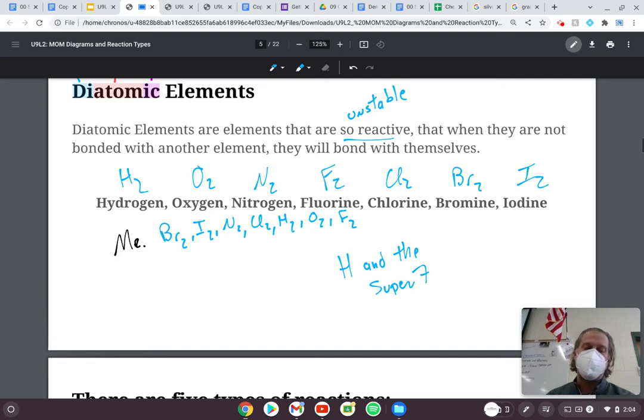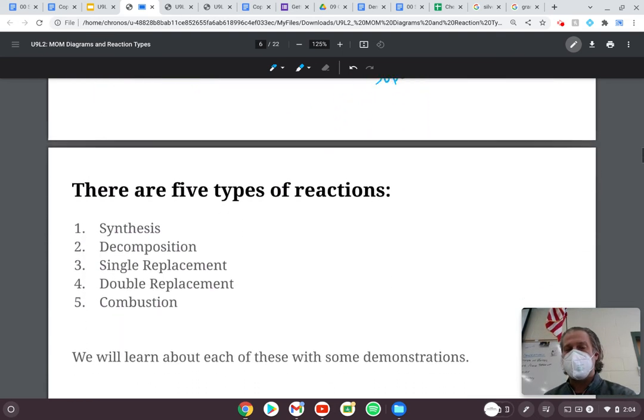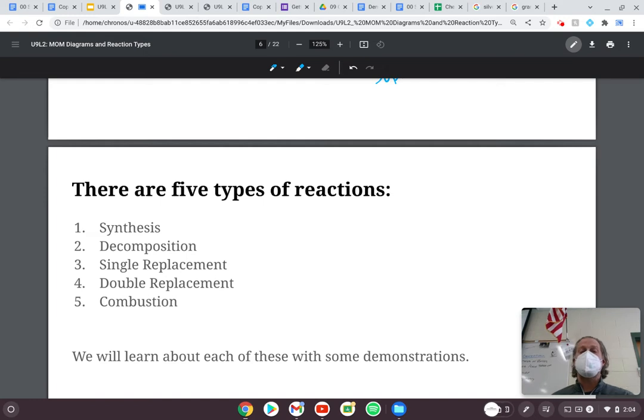So let's talk about the 5 different types of chemical reactions. You've got your synthesis, your decomposition, your single replacement, your double replacement, and your combustion. We already talked a little bit about combustion in the past, but we're going to continue moving forward, and we're going to focus a little bit more on one of them today. Ready? Here we go.